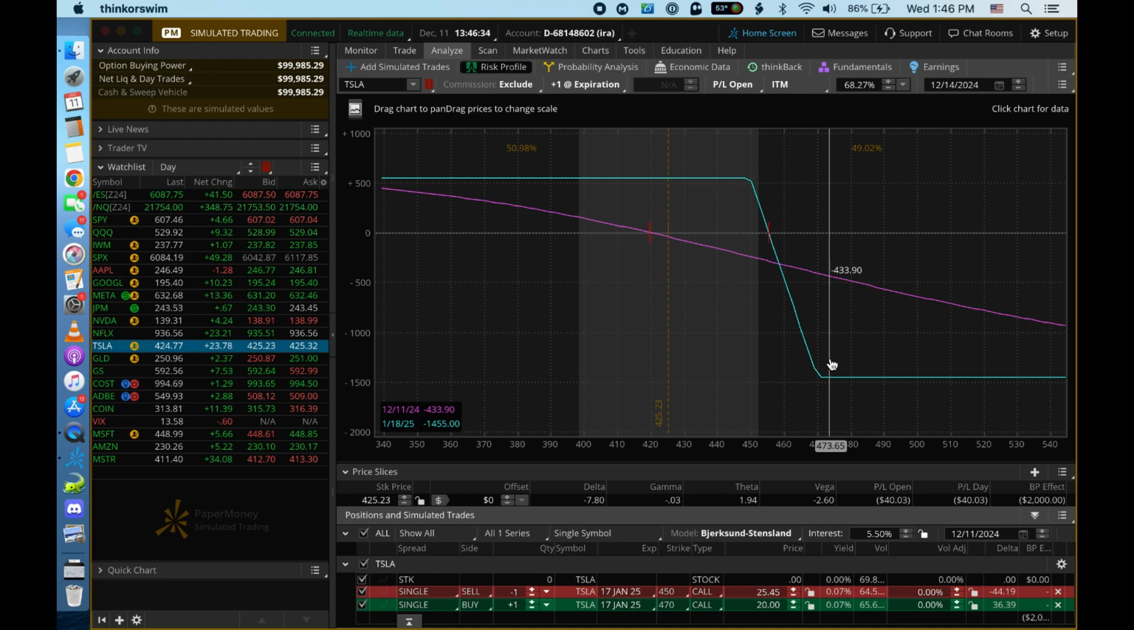So that is the bear call spread. It is also referred to as a call credit spread. The next two are going to basically be the same thing, only we are going to use puts instead of calls.